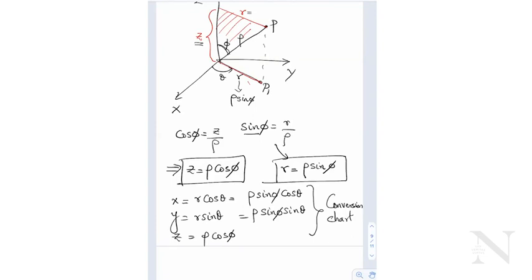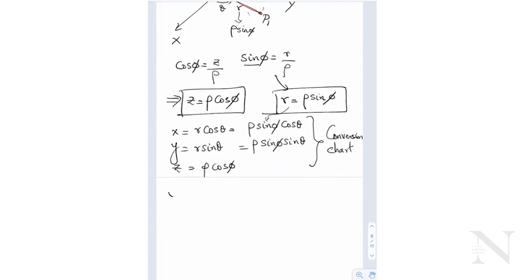So you can still use your cylindrical coordinates for xyz, but as soon as you do that, you have to remember that you need to change your r in terms of rho and phi, because r is not used anymore. r is this.